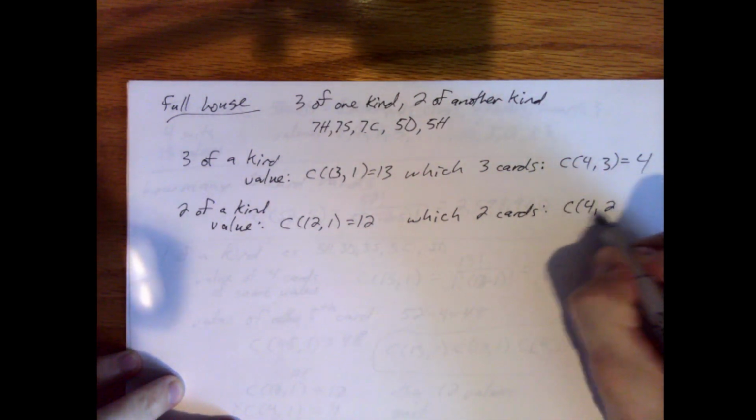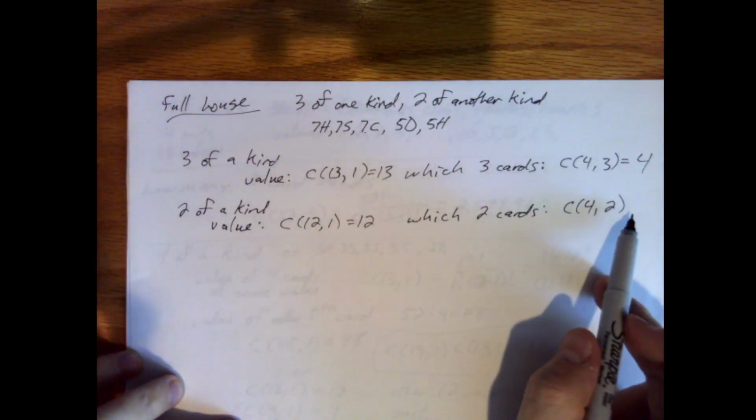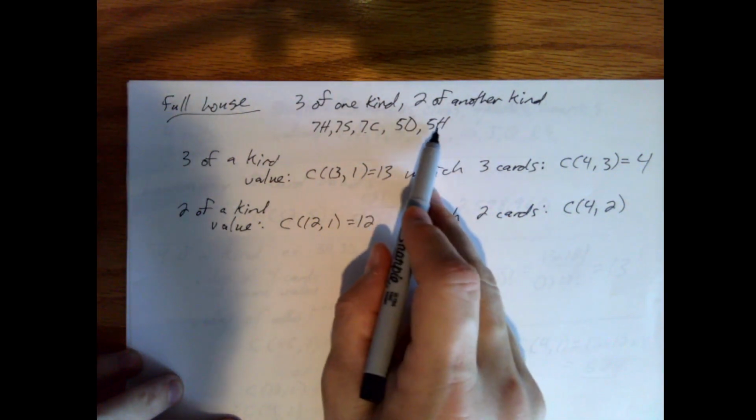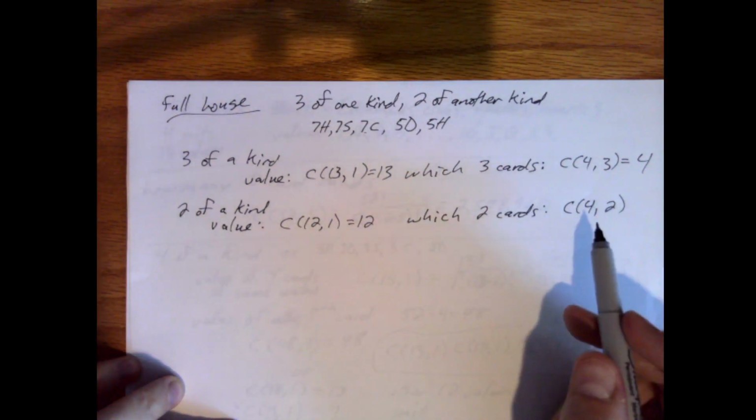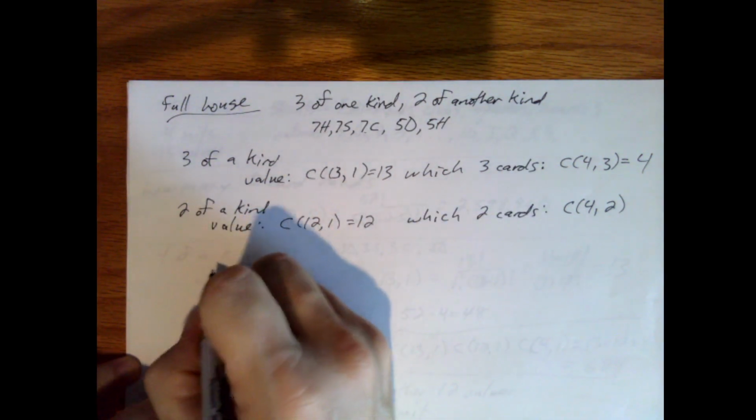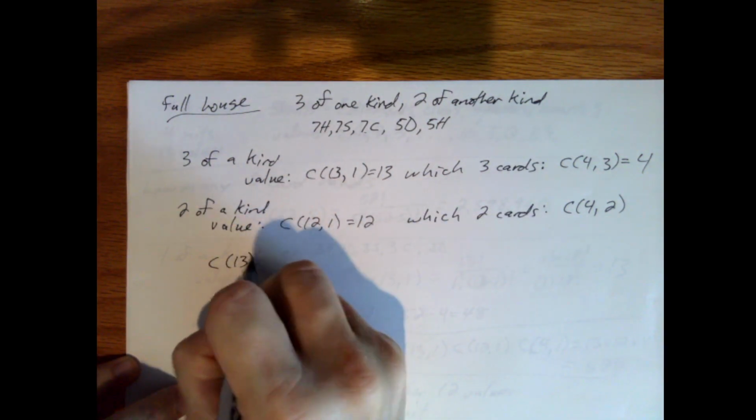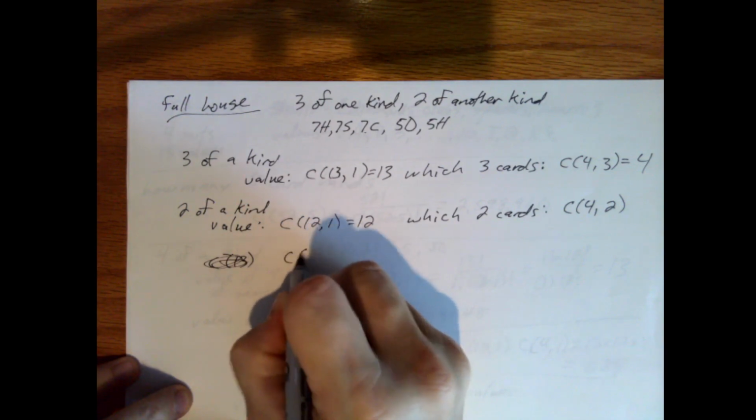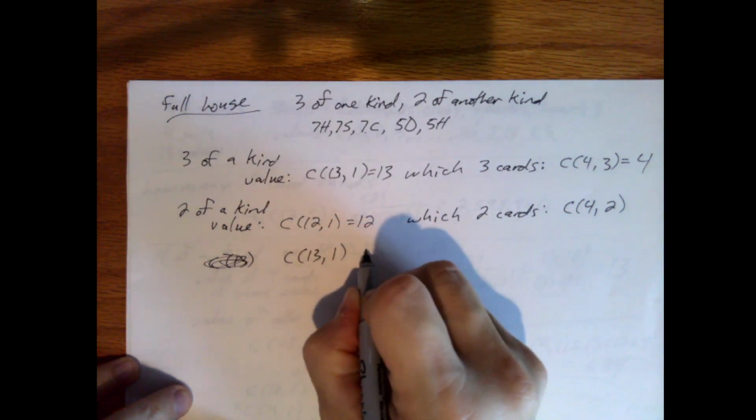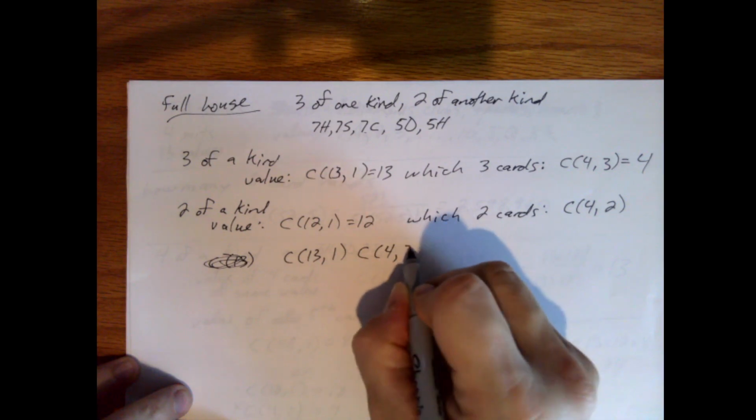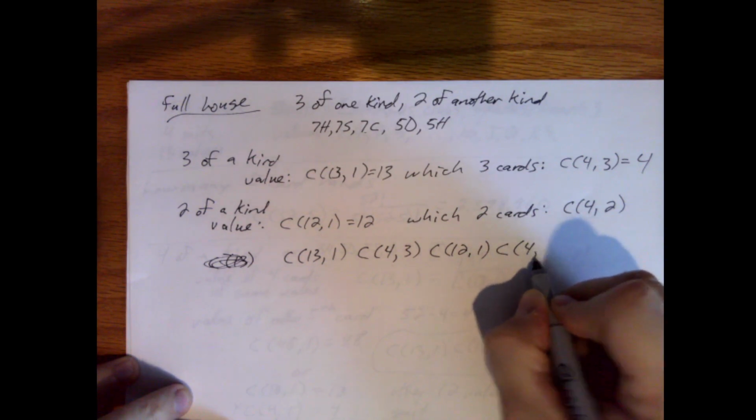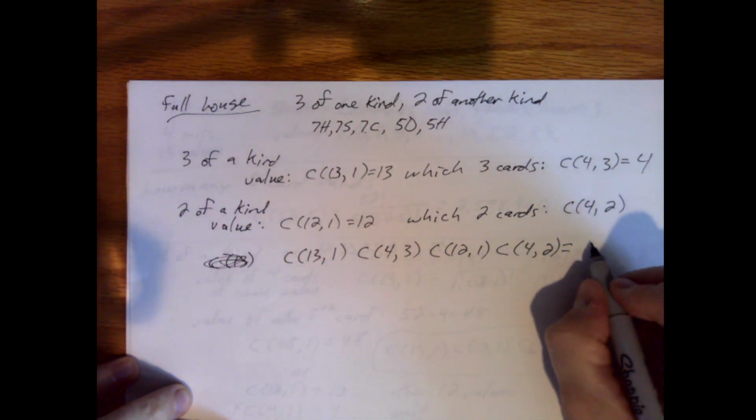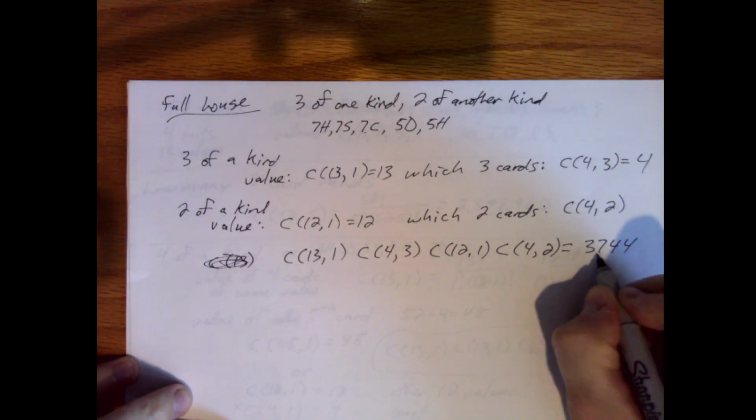So we choose 2 of the 4, right? So we could have the 5 of diamonds and the 5 of hearts, or the 5 of diamonds and the 5 of spades, or whatever. And so ultimately we end up with this product here. So we'll have C of 13 choose 1 at a time, times C of 4 choose 3 at a time, times C of 12 choose 1 at a time, times C of 4 choose 2 at a time, and that's equal to 3,744. Okay, that's how many full houses we have.